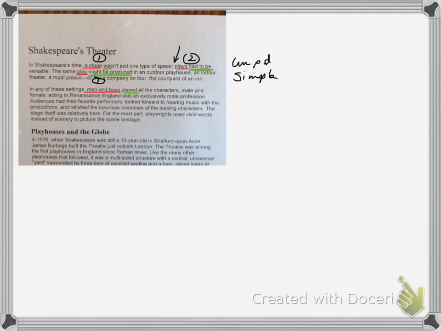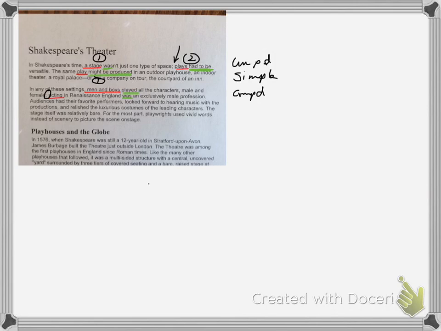Okay. Continuing on, acting in Renaissance England was an exclusively male profession. My next subject is acting, and my next verb is was. Notice what happens. We did not start a new sentence with the word acting. It's not capitalized with a period before or an ending punctuation mark. Instead, we have a semicolon, and so that makes the sentence itself compound. A compound sentence joined again by a semicolon.